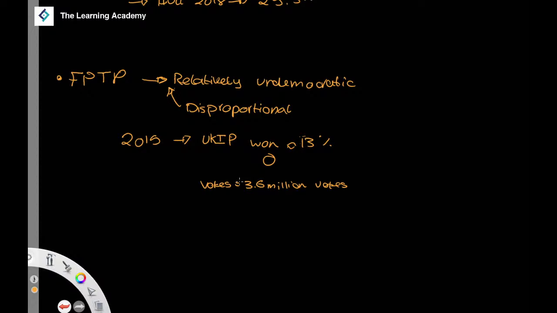Now what could we say is an argument against this point? So it's a very strong point with first past the post. We've got some good evidence to show why first past the post disproportionately impacts smaller parties negatively. Why could we argue the counter to that? What argument could we make to suggest why this isn't necessarily a good point?